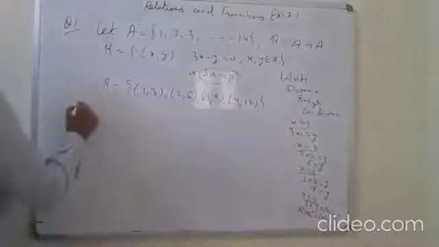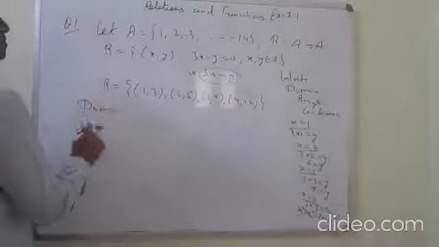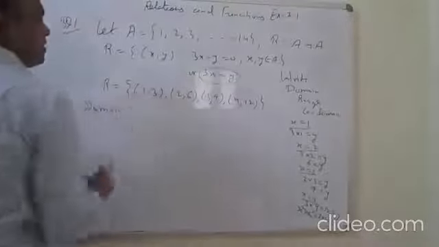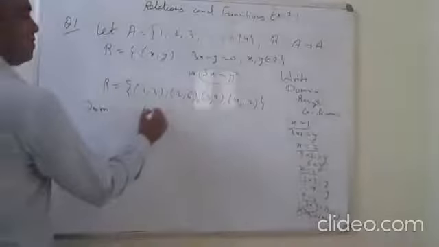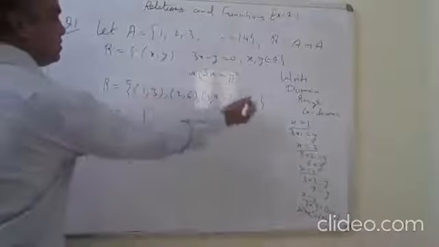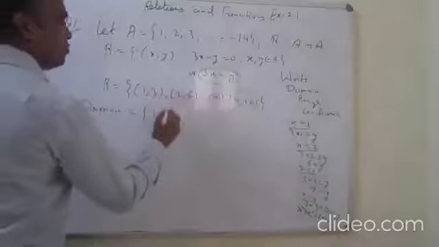So the domain is the first elements of the set. So domain is equal to the set of first elements in the ordered pairs, {1, 2, 3, 4}.